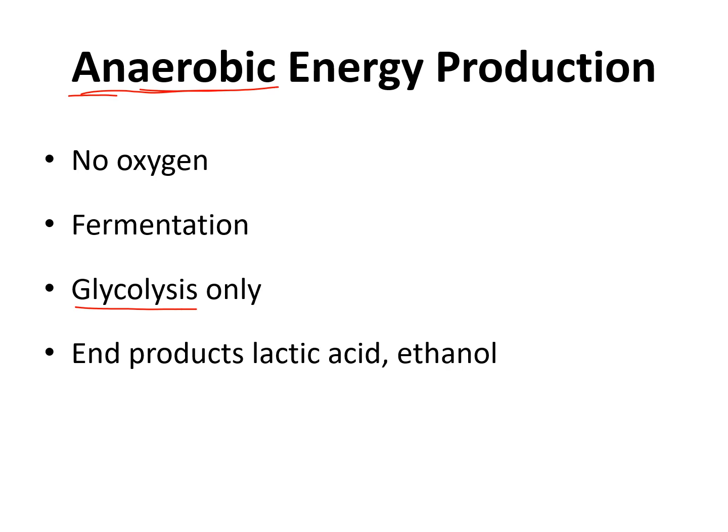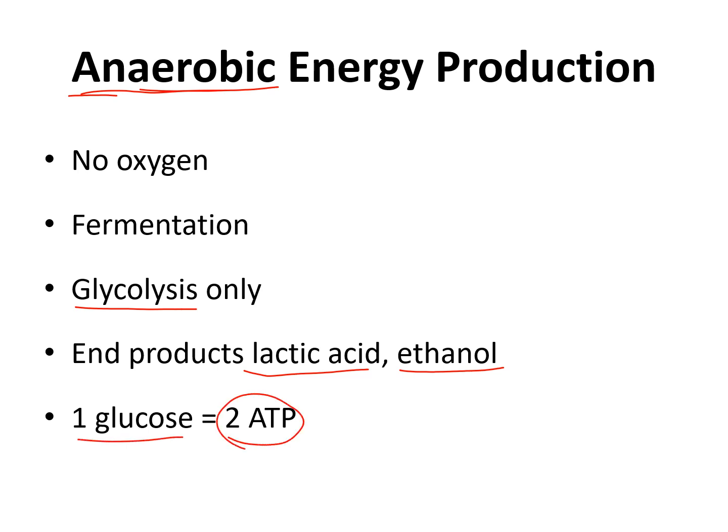There are different types of fermentation. The types we are most familiar with are lactic acid fermentation and ethanol fermentation. And this produces a lot less energy than aerobic energy production. Out of one glucose, you get a maximum of only 2 ATP. And in aerobic energy production, cellular respiration, you could generate a maximum of 38 ATP.